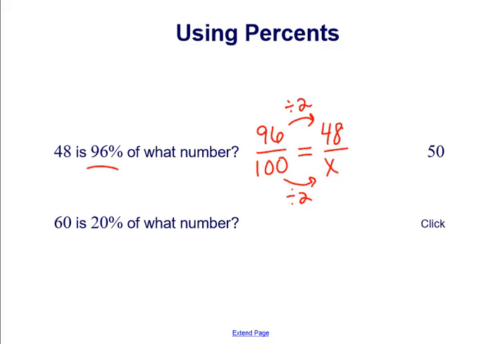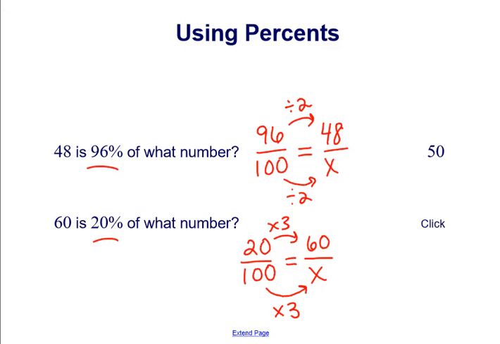The second example, we have 60 is 20% of what number? So 20%, we're first going to set up as a fraction, 20 over 100. We'll set that equal to the part of 60 that's given over the unknown total. To find that unknown, we'll look at the relationship of the numerators. 20 to 60 is like multiplying by 3. So we can find the unknown total by multiplying the denominator of 100 by 3. So that means our answer is going to be 300. So 60 is 20% of 300.